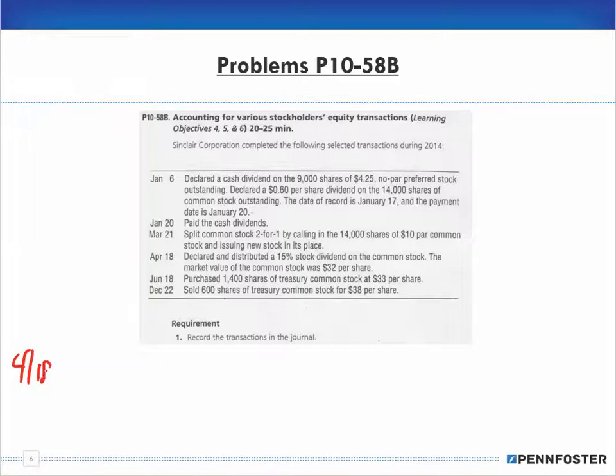So on 4/18, we declared and distributed a 15% stock dividend on the common stock. The market value of the common stock was $32 per share. Okay. So on March 21st, we split the common stock 2-for-1. Well, if we had 14,000 shares and we're splitting it 2-for-1, that means we have 14,000 shares times 2, which gives us now 28,000 shares of common stock.